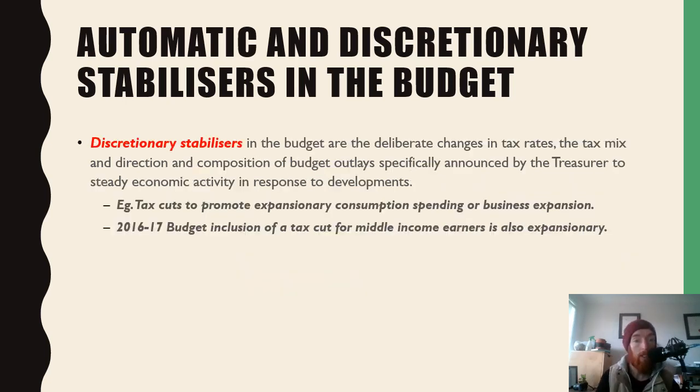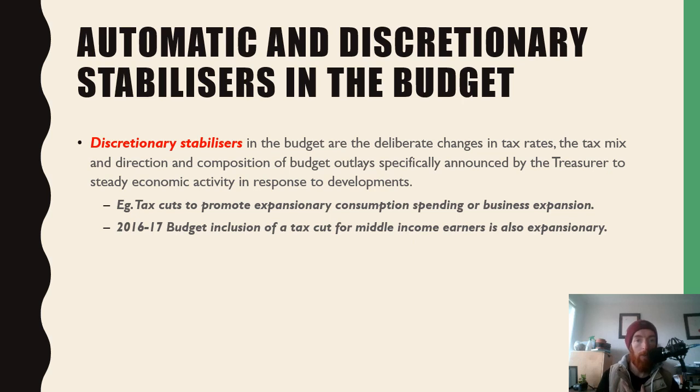So we've got discretionary stabilizers. These are the deliberate changes in tax rates and the tax mix and the direction and composition of budget outlays, specifically announced by the Treasurer to steady economic activity in response to developments. So these are the things, the changes announced in the May budget, that are effectively going to be changing the structure of the economy through various things.